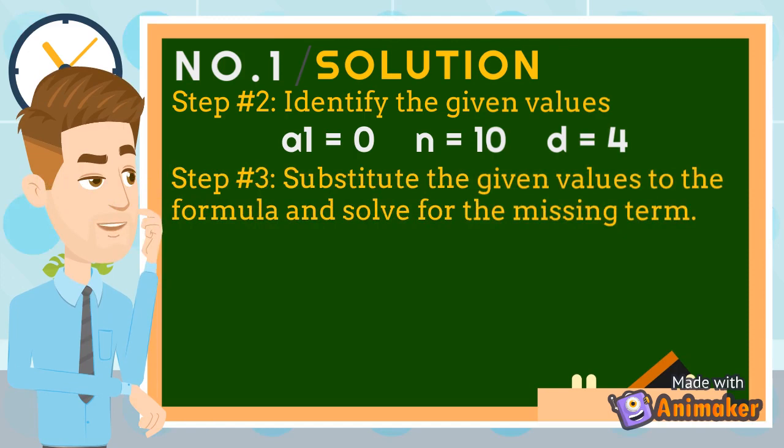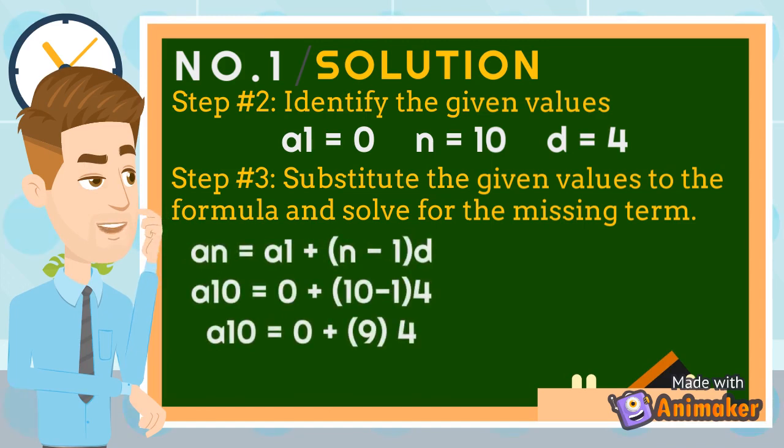For our final step, we will substitute all the given values to our formula and start solving. So, the formula, a sub n is equal to a sub 1 plus the quantity of n minus 1, times d. Substituting the given values, we now have a sub 10 is equal to 0 plus the quantity of 10 minus 1, times 4. Simplifying this, we get a sub 10 equals 0 plus 9 times 4.